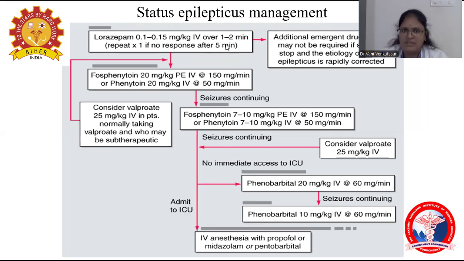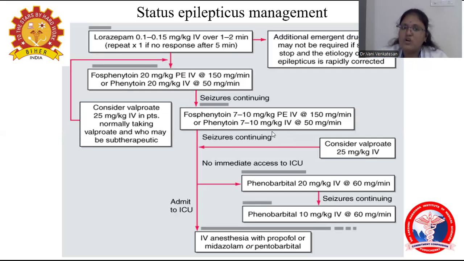Even after this, if the patient is not responding, then you'll go for diazepam. If the patient is not responding to diazepam, then you'll go for fosphenytoin therapy. If the patient is not responding to fosphenytoin at a dose of 20 mg per kg IV, or phenytoin at a dose of 20 mg per kg IV at 50 mg per minute, and the seizure is continuing, then you'll repeat the next dose at 7 to 10 mg per kg IV.